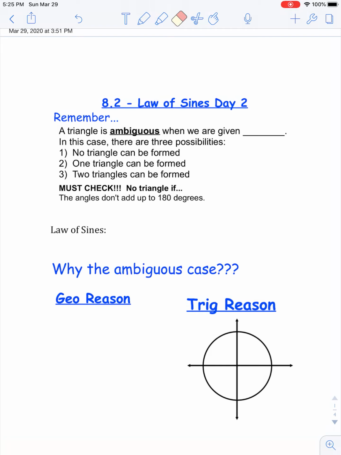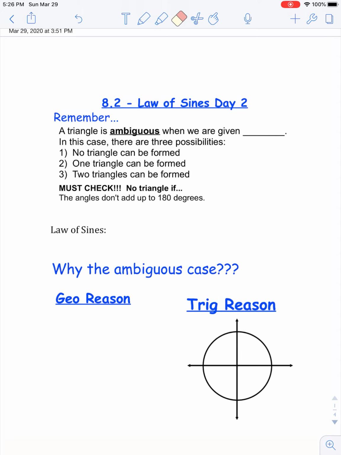Welcome back to day 2 of Law of Sines. Previously, we had talked about how law of sines could be used to help us solve for the missing sides and angles of any given triangle, regardless of if it's a right triangle. Today, I want to talk a little bit more about the ambiguous case.